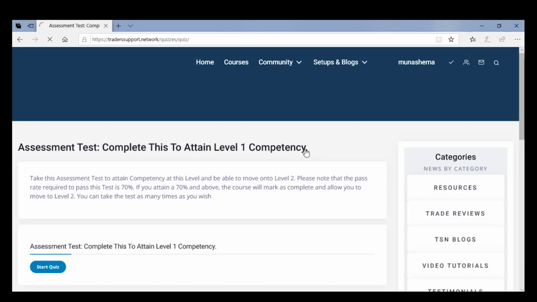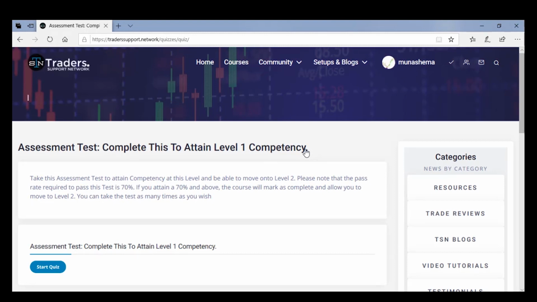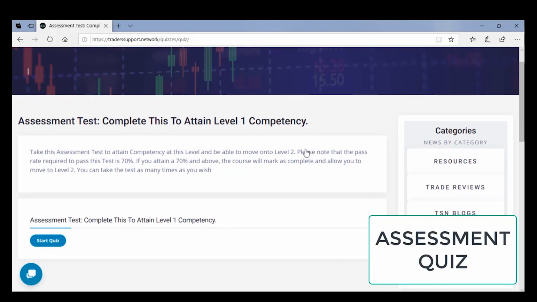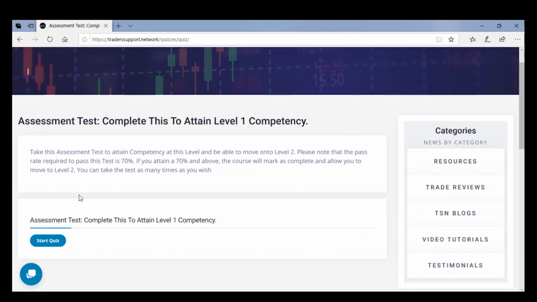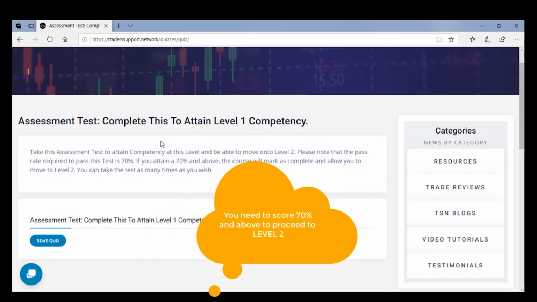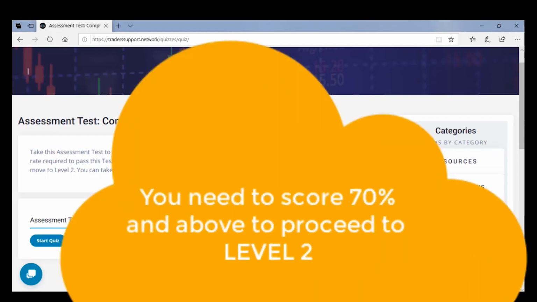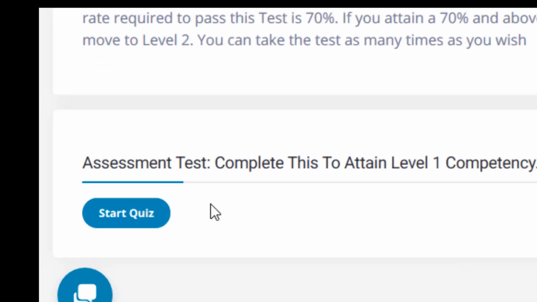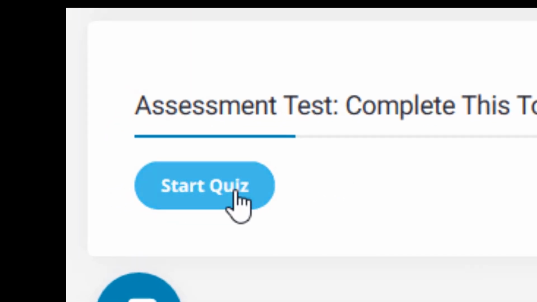Right guys, once you've done everything, the last part of the course is the assessment quiz. For you to proceed to level number 2, you need to make sure that you score 70% and above. How do you do that? Once you're at this level, what you have to do is click the start quiz button. Then you go through question by question.